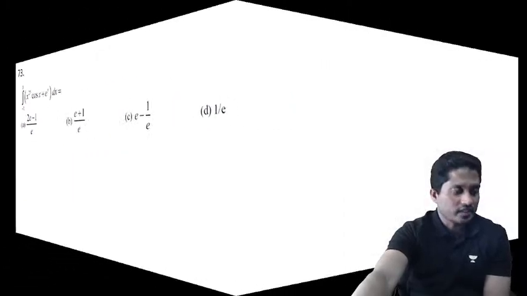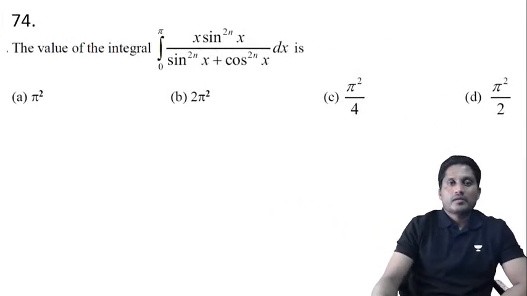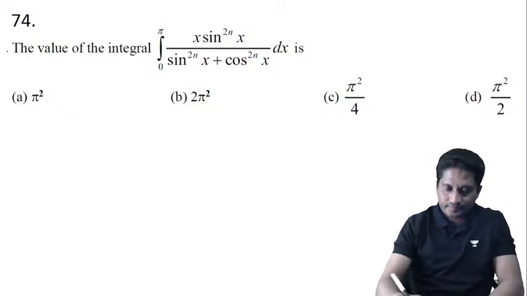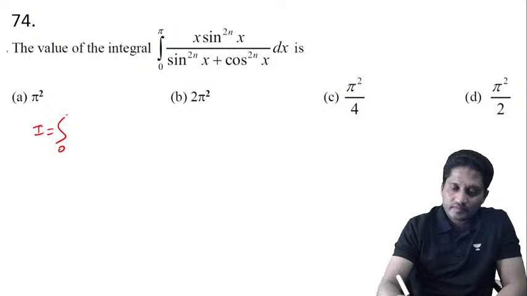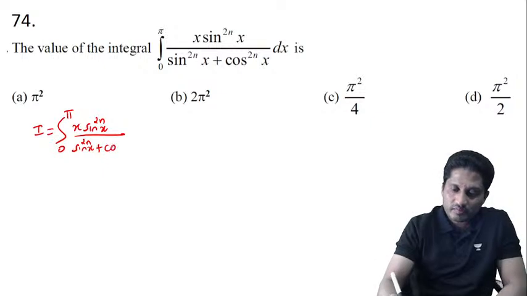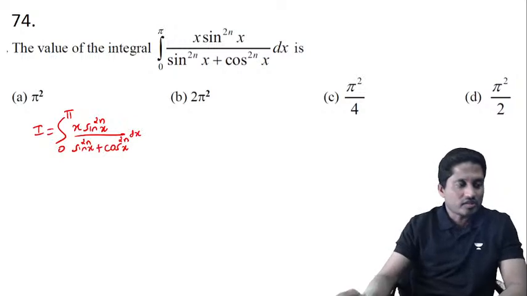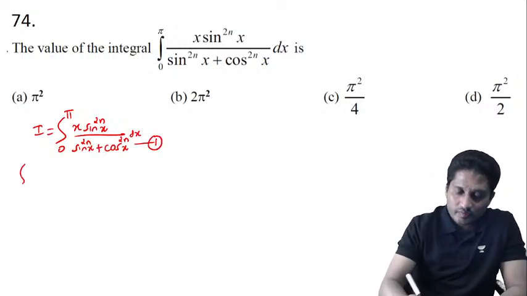Okay, let's move to the next question. I'm going to take this as I. This is integration from 0 to pi of x times (sin 2x) to the power of 2n, divided by sin x to the power of 2n plus cos x to the power of 2n. You call this equation 1. I'm going to use the property: integration from 0 to a of f of x dx is equal to integration from 0 to a of f of a minus x dx.